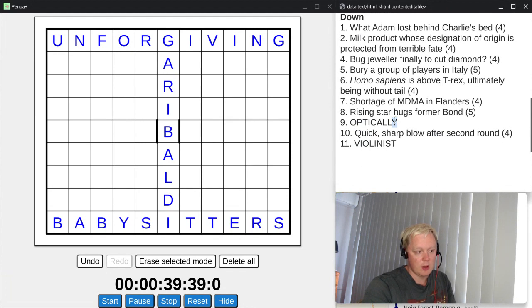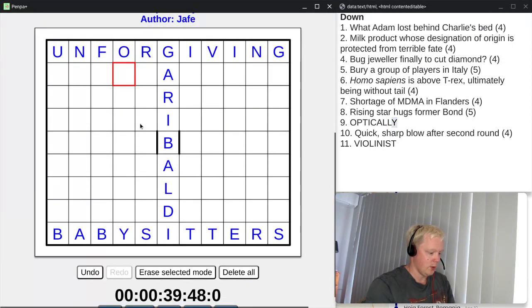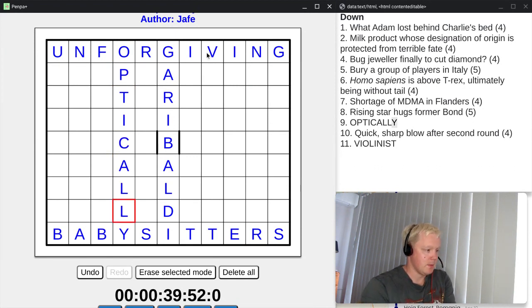Now that has to have Y on the bottom row. There's only one Y here. So that has to go here. And symmetrically, we have to have violinist here, but we will have to have violinist there anyway because there's no other V in the top row here.